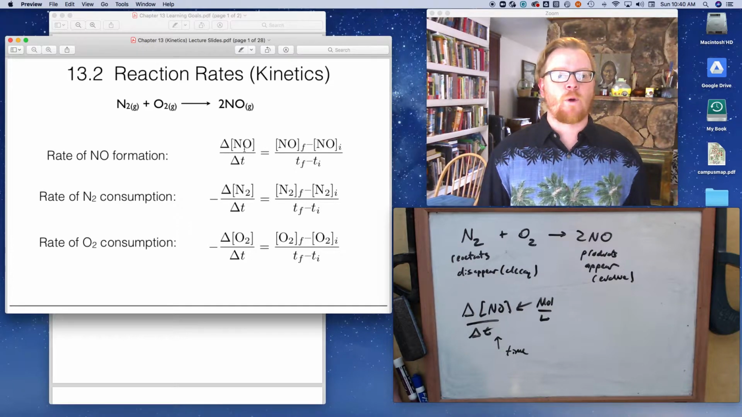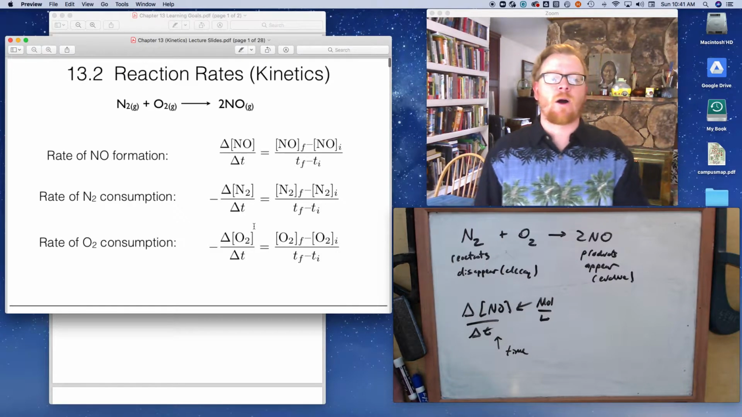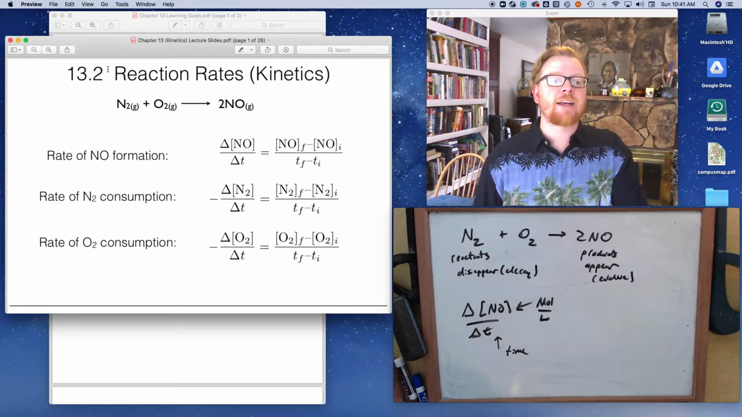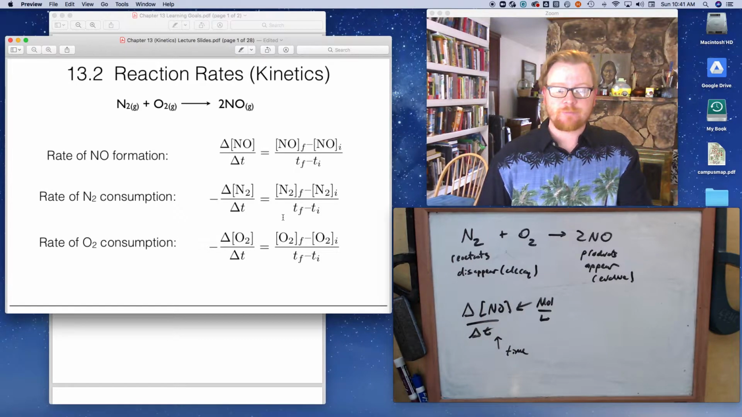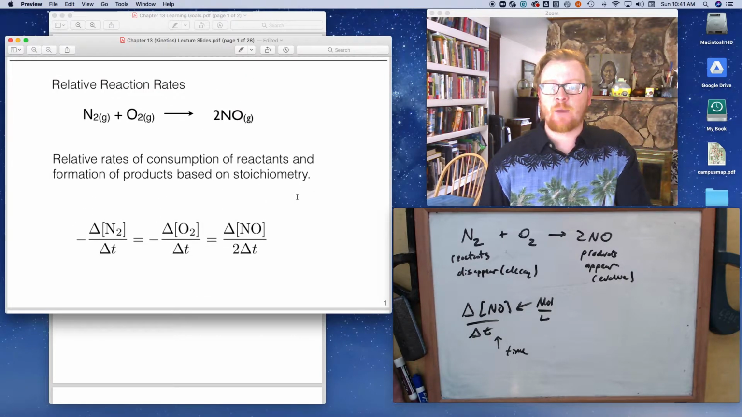So we know that the NO formation is going to have a positive rate because it's appearing. However, the N2 consumption and the O2 consumption, or the O2 rate and the N2 rate, those are going to have negative rates because they are disappearing, okay? So that's important to note here. And sometimes we will often deal with the absolute value of these rates, but we should recognize that a reactant is going to have a negative rate of consumption, and a product is going to have a positive rate of formation.